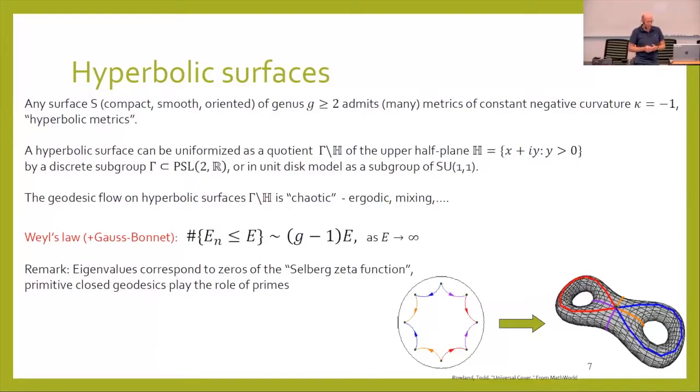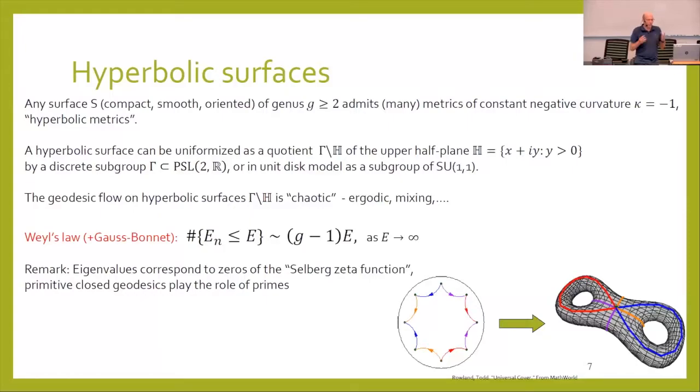For instance, you can take a look at the disk model of the hyperbolic geometry, and here you see an example of a genus 2 surface where the fundamental domain of this uniformizing group is an octagon. And again, Weyl's law is something that works for any surface. In particular, here, if you couple Weyl's law with the Gauss-Bonnet theorem, it will say that the number of eigenvalues grows linearly with the energy, and the prefactor is just the genus -1, because that turns out to be the area over 4 pi.